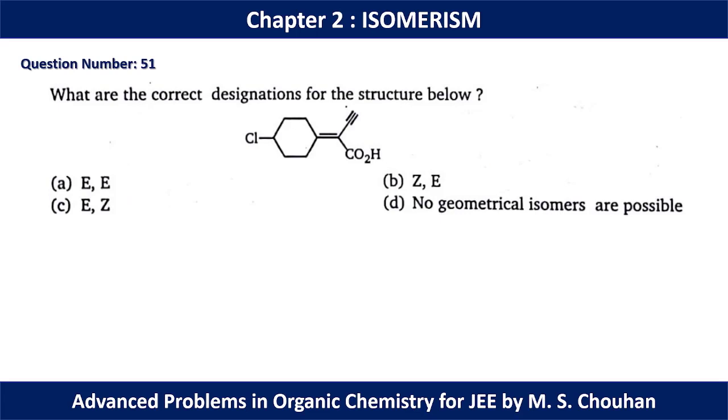In question number 51, what is the correct designation for the structure below? In this case we can have cis-trans isomerism, but we have two same functional groups present in this position. So cis-trans or E/Z nomenclature is not possible for this position. It can't be a chiral center because we don't have two different functional groups here. So there is no cis-trans or E/Z nomenclature possible in this molecule. So no geometrical isomers are possible is the correct answer. So for question number 51, option D should be the correct option.